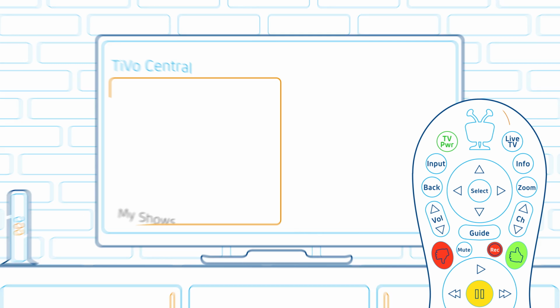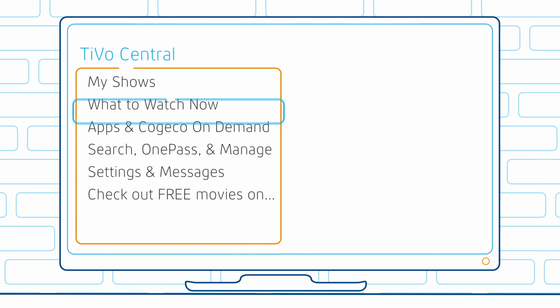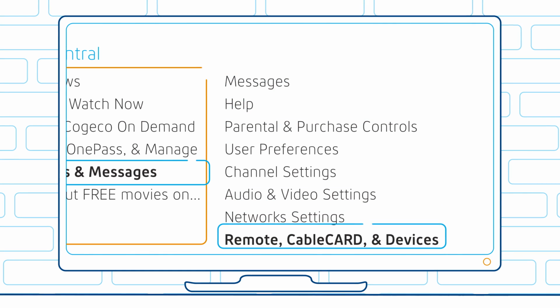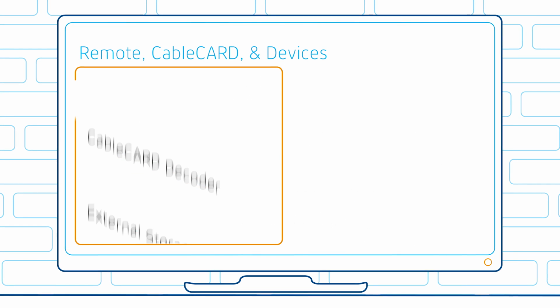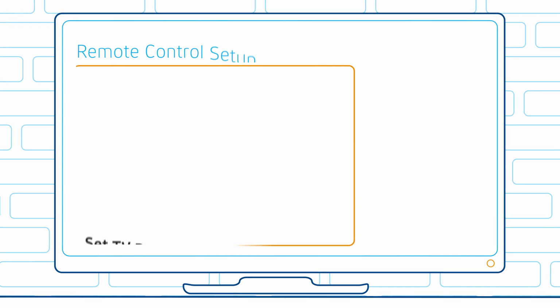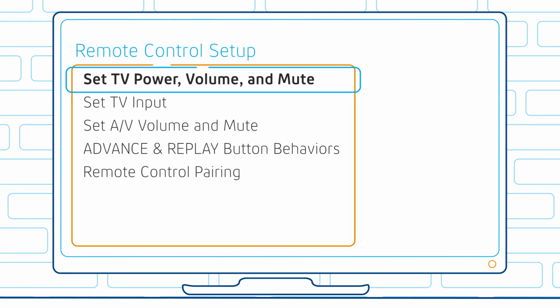First, press the TiVo Central button on your remote. Then select Settings and Messages. Then, Remote Cable Card and Devices, followed by Remote Control Setup. Next, choose Set TV Power, Volume and Mute.